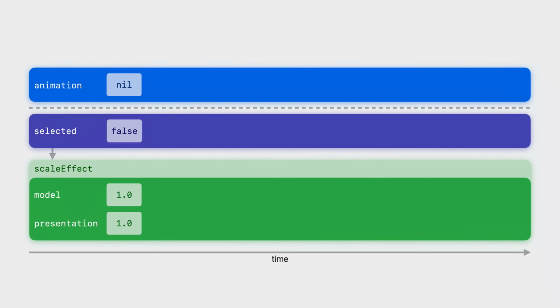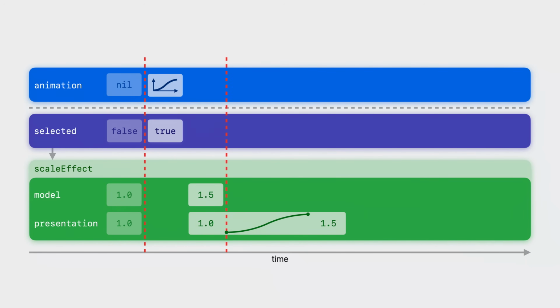The first thing to notice is that animatable attributes conceptually have both model and presentation values. Right now they're the same. Then an event comes in and a transaction is opened, this time with an animation. State is changed, and body is called to refresh the stale attribute values. Because the value is changed, the attribute makes a local copy of the animation to calculate the current presentation value.